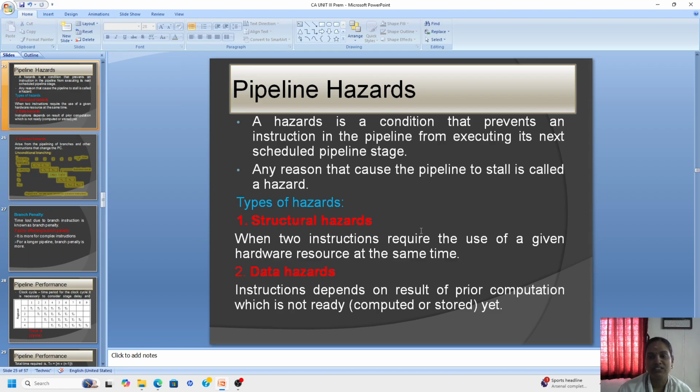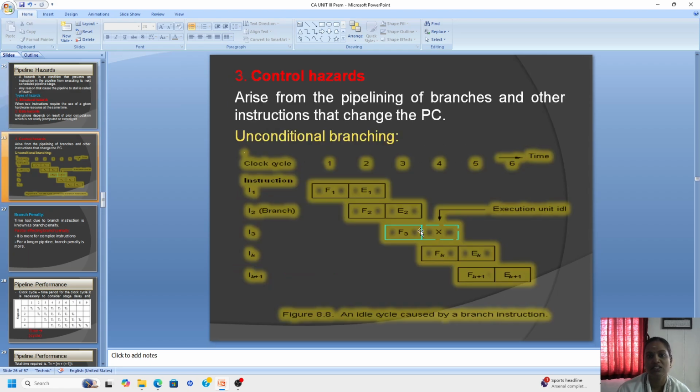While multiple instructions are executed in a parallel way, the hazard problem may occur. A hazard is a condition that prevents an instruction in a pipeline from executing its next scheduled pipeline stage. Any reason that causes the pipeline to stall is called a hazard. The types of hazards are structural hazards, data hazards, and control hazards.